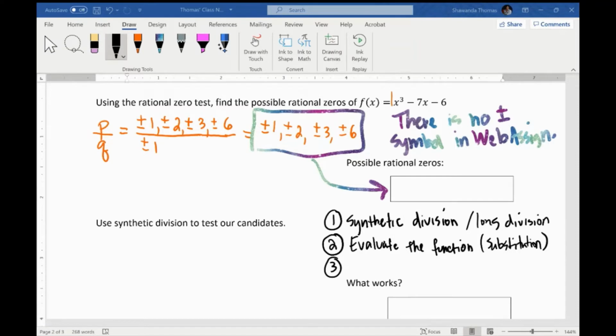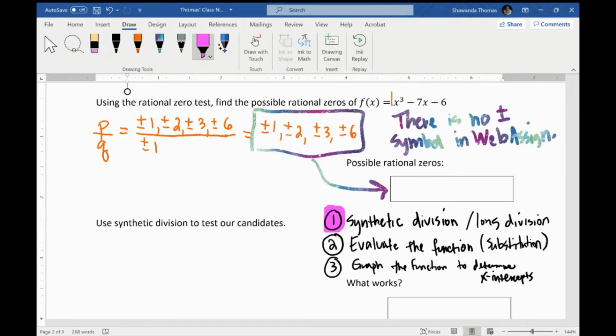All right. I'm going to show you the hard way of doing it. I'm going to write this down first. Graph the function to determine x-intercepts. Okay. We're going to work on the first method, synthetic division, today. And then we're going to do a little bit of graphing too when it gets really hard.